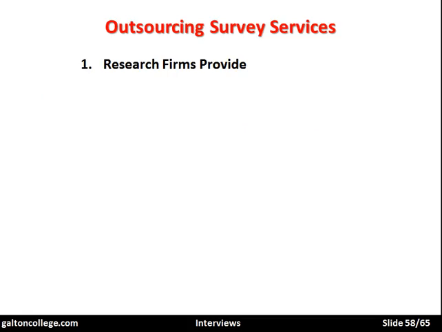Now, it is possible to outsource survey services, and research firms may be used for this purpose. For a start, they have a centralized location for interviewing, and they will of course have many years of experience and examples of good practice. But just taking one point at a time, they will have a centralized location for interviewing. They will have a place where it's been done in the past, and the ambience or the surroundings in which the interview may take place may have been carefully thought out and provided by the company.